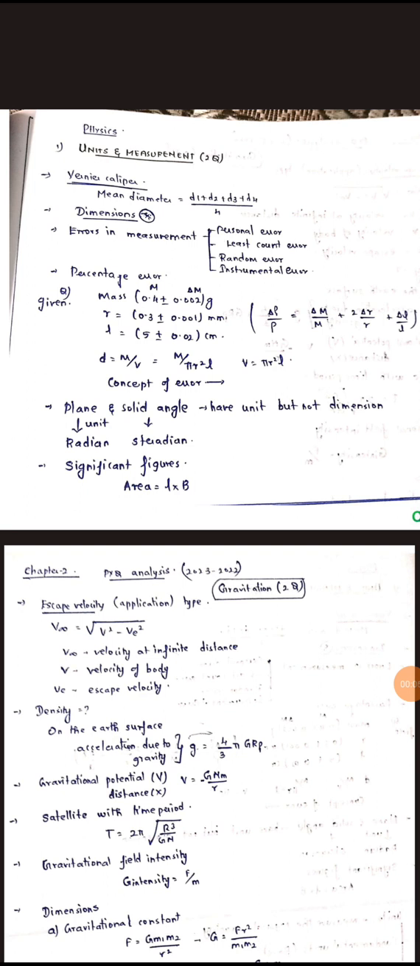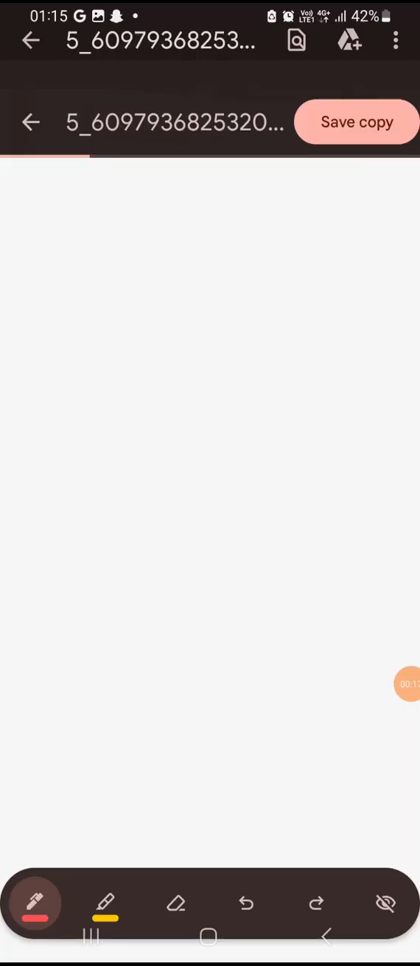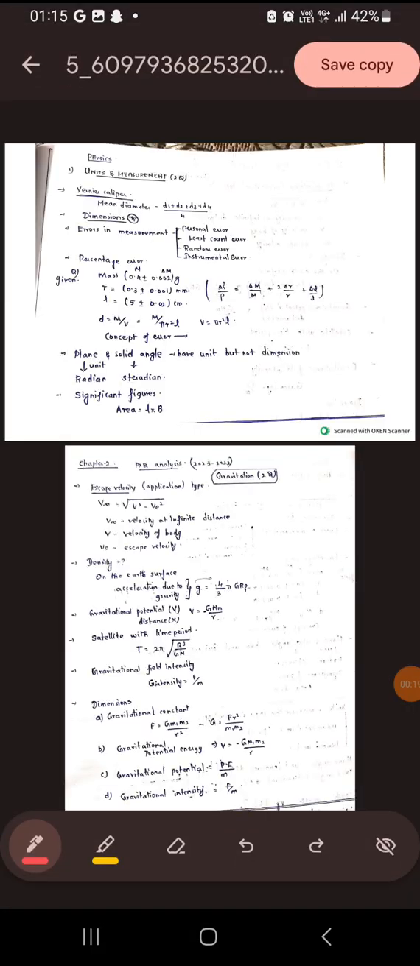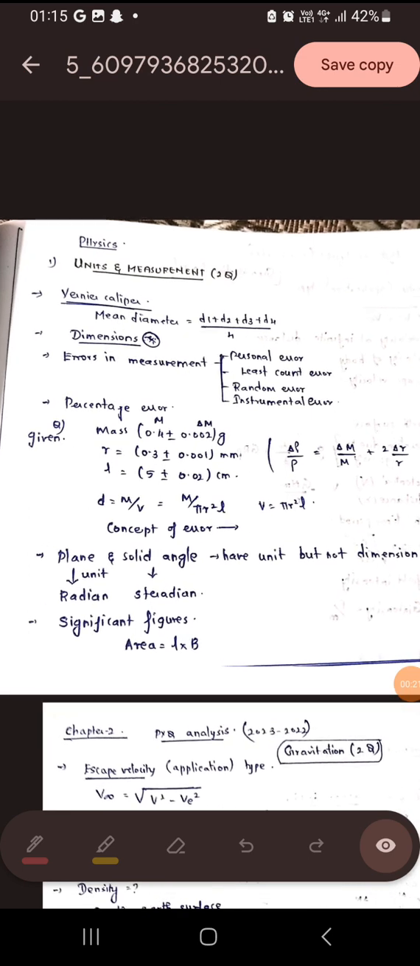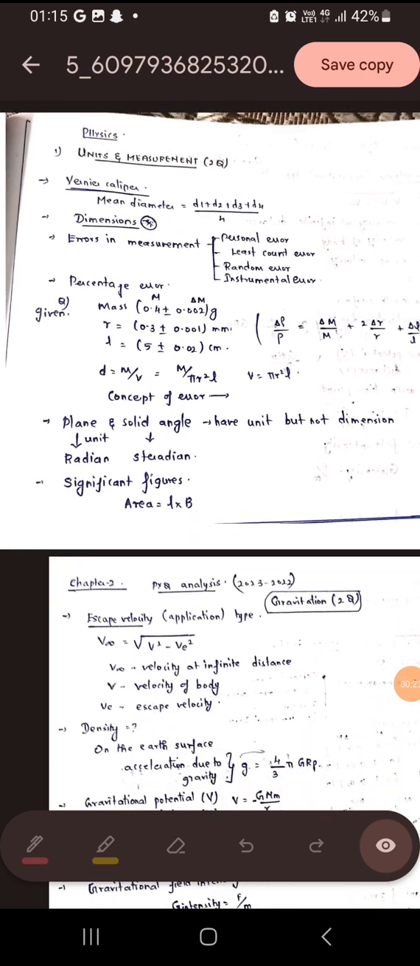So today in this video we are going to discuss the questions which were asked in previous years, the most important frequently asked questions in the chapter Units and Measurement. Let me zoom in. Our first chapter is Units and Measurement. Almost two questions are asked from this chapter every year, definitely two questions.